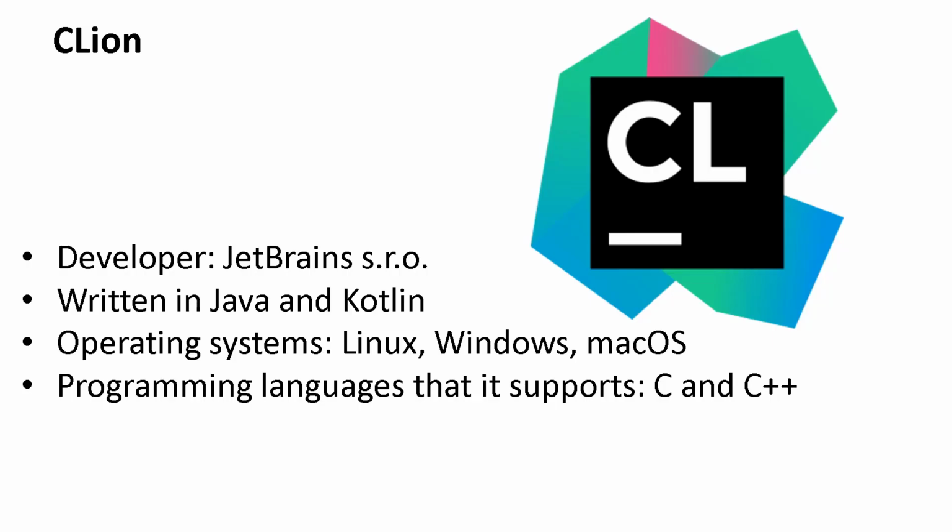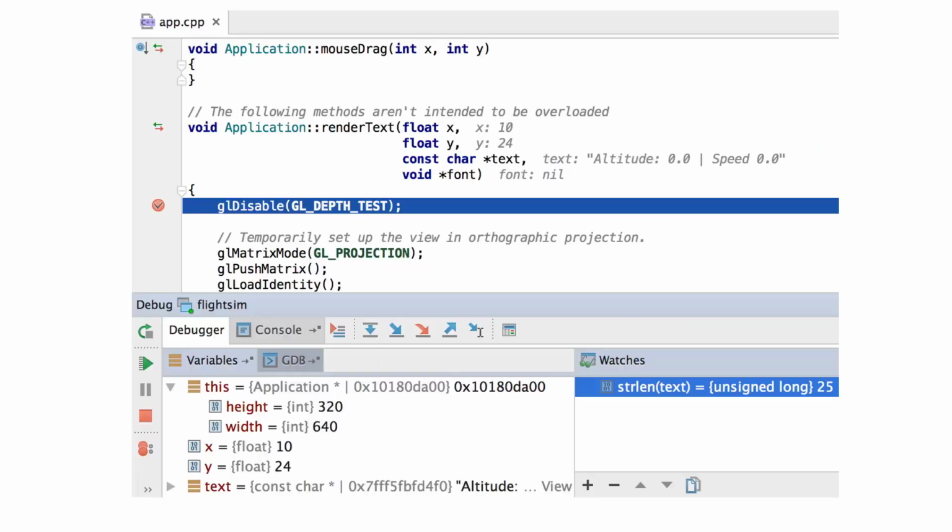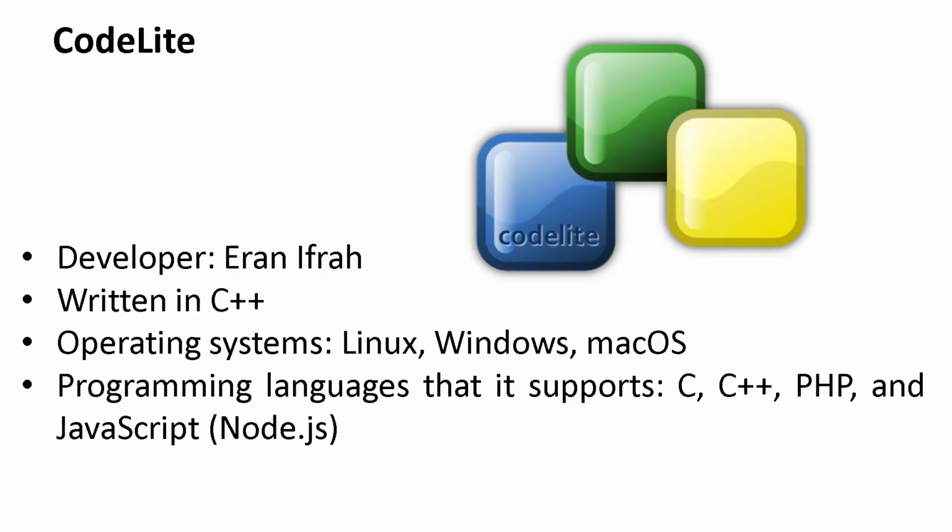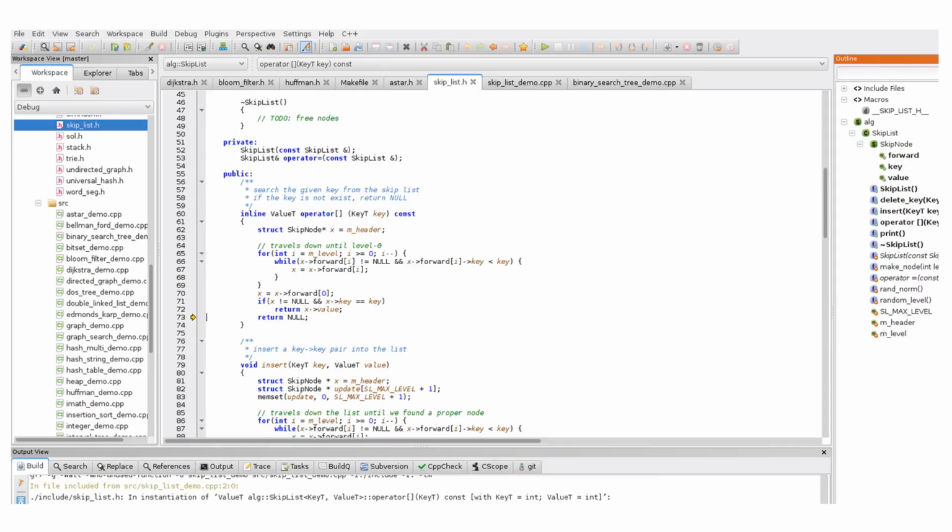Next IDE is CLion. This is developed by JetBrains. It's written in Java and Kotlin, and it runs on Linux, Windows and macOS. The interface looks something like this. Next IDE is CodeLite. This is developed by Eran Ifrah and is written in C++. It runs on Linux, Windows and macOS. An example from the interface.